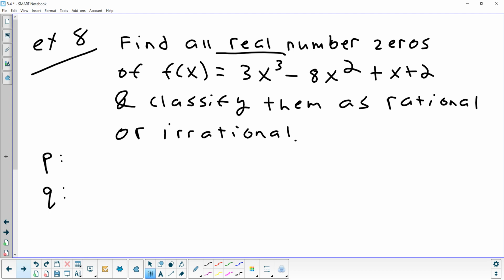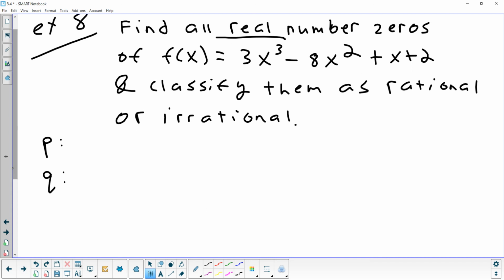All right, Ethan, what are my factors of P? 2 and 1. Plus or minus 1, plus or minus 2. And Jake, what are my factors of Q? Plus or minus 1, plus or minus 3. So not as easy as the last one, but not as bad as the first one.